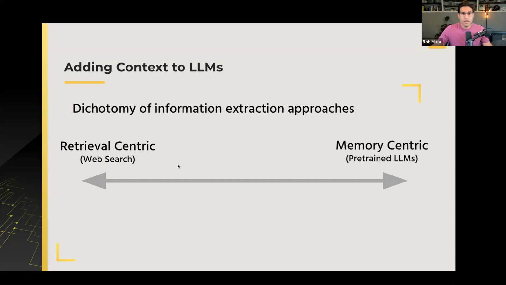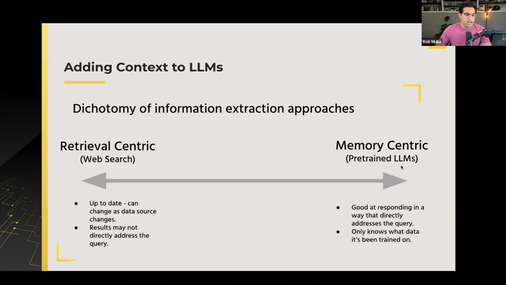Now we've gone to the other end of the spectrum with these memory-centric approaches. These are the pre-trained LLMs that we've been working with. Instead of retrieving from a live source of information, they're set to only respond with what's in their memory, what they've been trained on, and then they serve up the response in an easy to understand way. Some positives about using web search is that it's up to date. The data sources could change, and the results will change also, but it may not exactly respond to the question that we're asking.